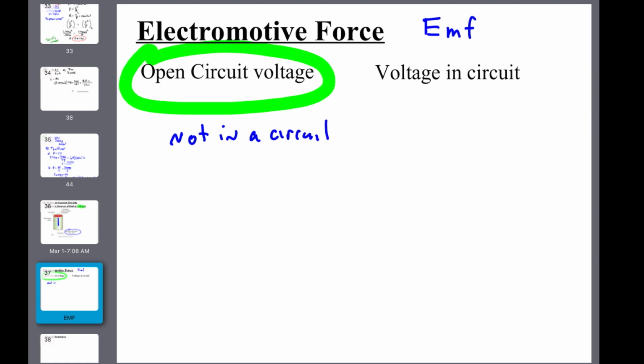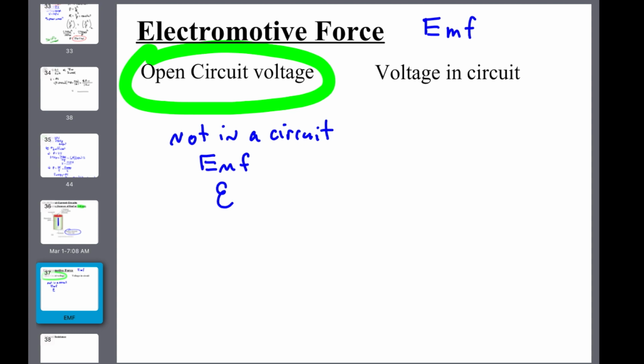This is known as the open circuit voltage, or the EMF. EMF is symbolically abbreviated with a fancy looking E. So measure that EMF, that open circuit voltage of the battery.